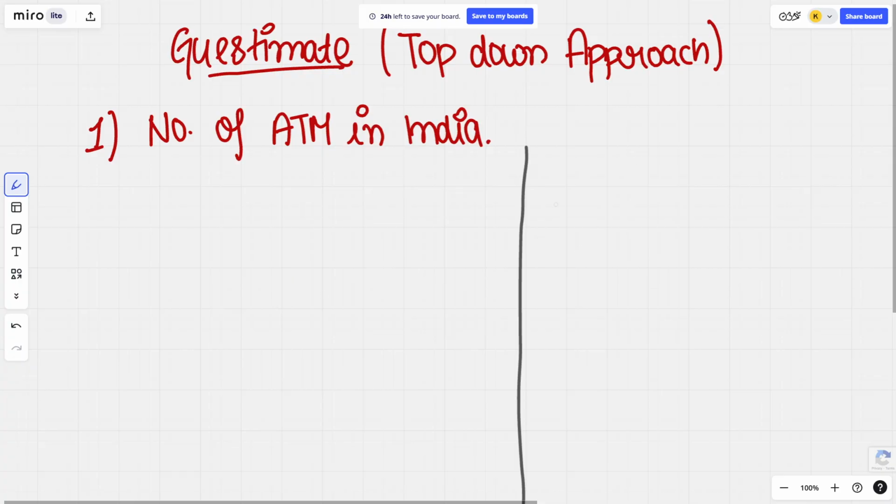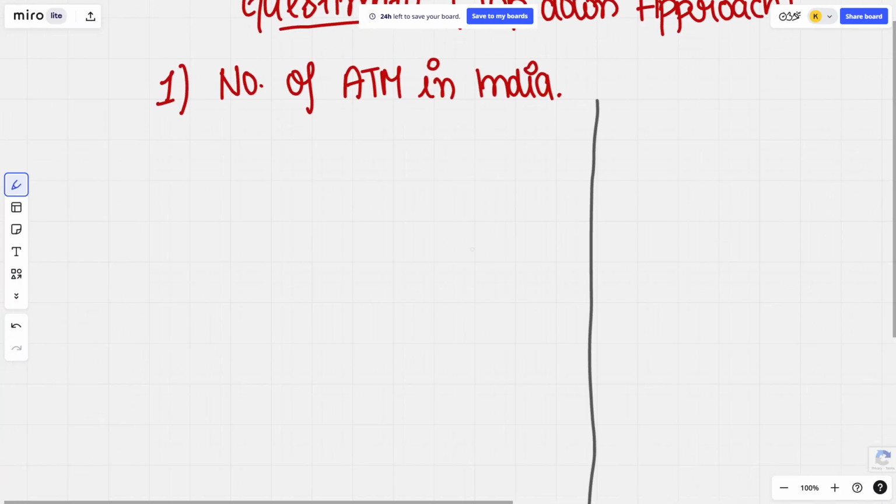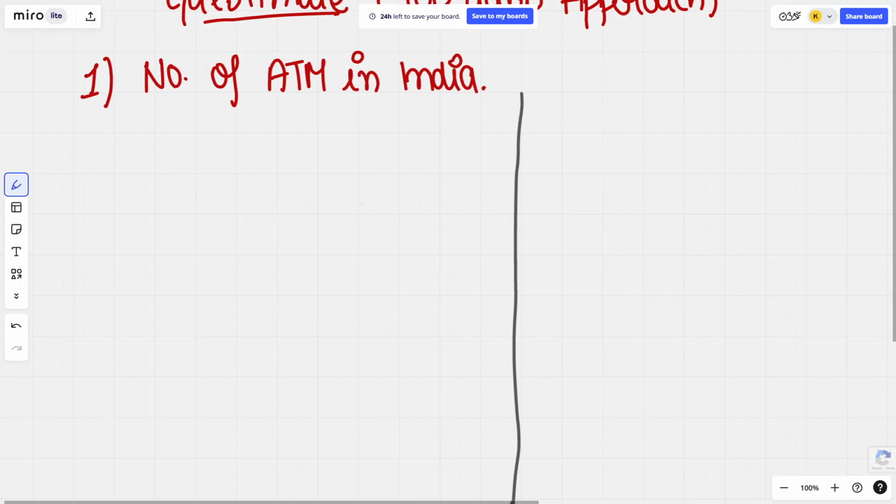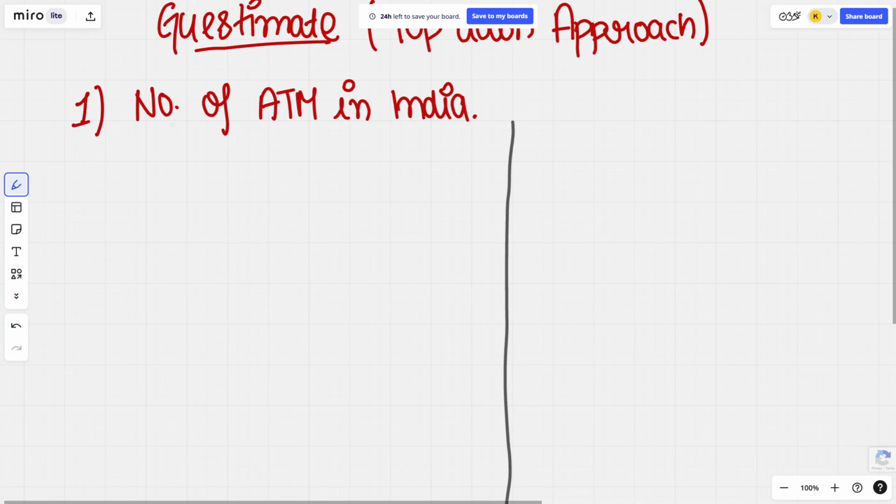You can always take round numbers as much as you want, and you can simplify your answer. How you are filtering the segment is basically analyzed, and this is the most important part. So the question for today is: we have to give an estimate of the number of ATMs in India.